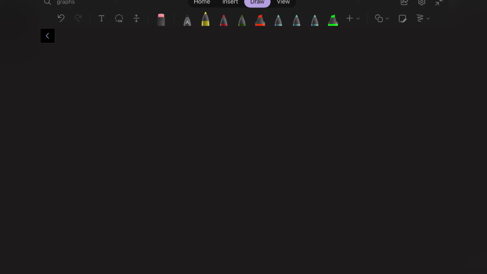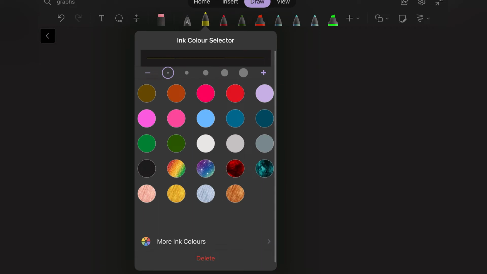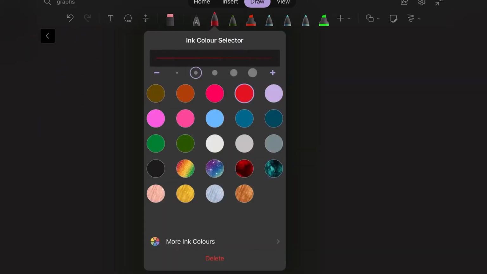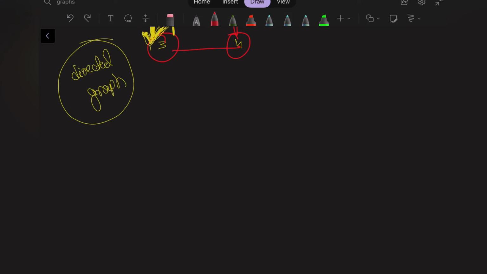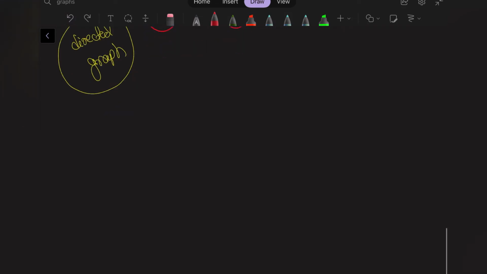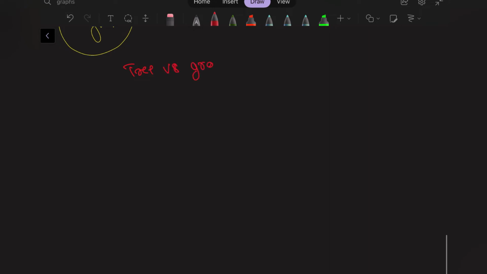After that, we will also discuss some other types of graph, but the main thing we are going to discuss is tree versus graph. Let's have an idea: what is the difference between a tree and a graph?